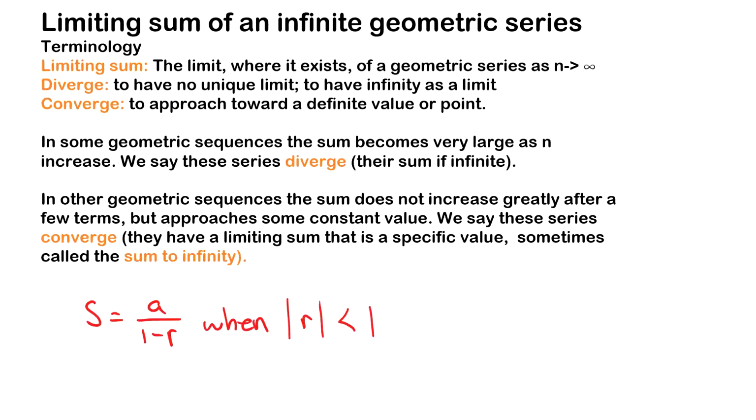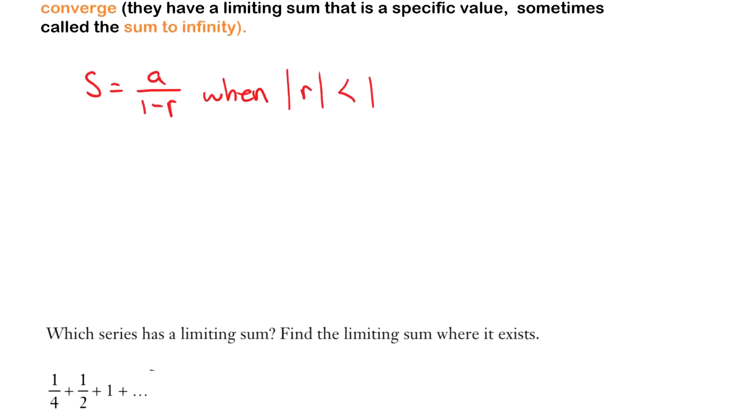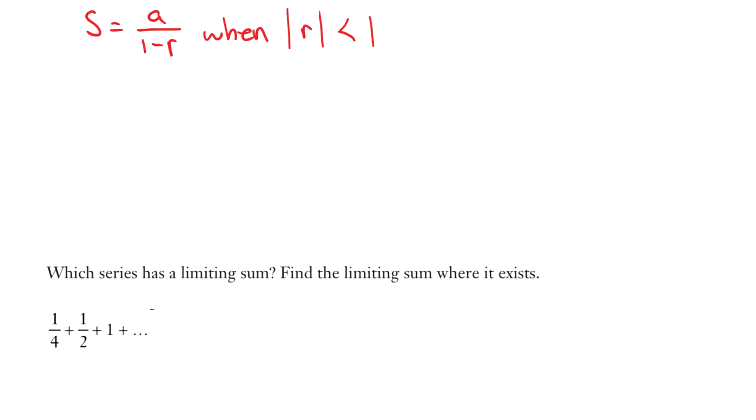On your screen, you can see in red a formula. This formula can help you find the limiting sum. Now, a limiting sum only occurs when that r value is less than 1.